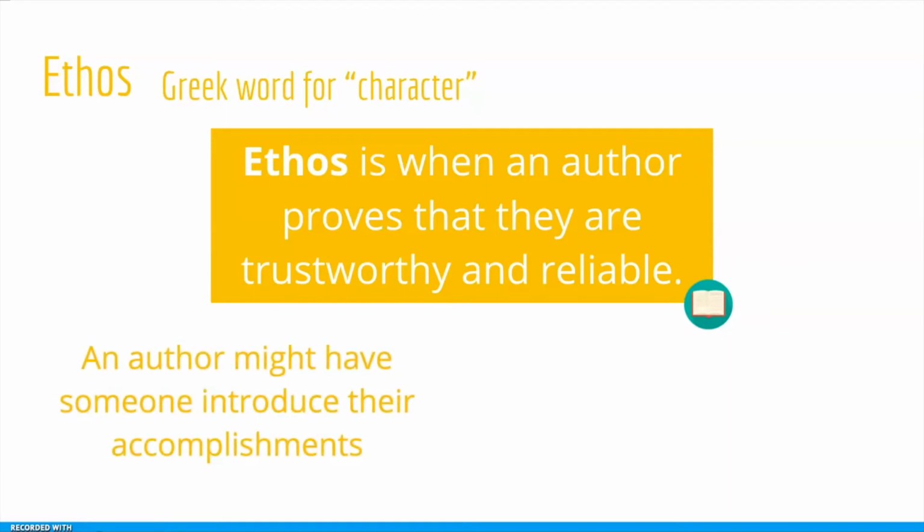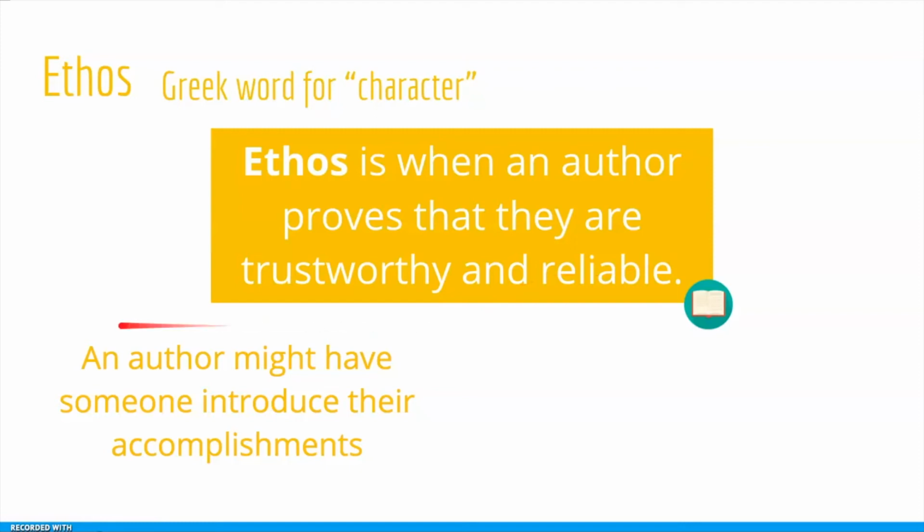Okay, an author might have someone introduce their accomplishments. I'm sure you've seen this before. Some big celebrity is gonna come out and perform, or like do comedy or sing or dance or something, and the MC, the master of ceremonies, comes up before they go and they introduce them. They're like, "This is the best celebrity in the whole world. They have 20 Grammys and they get a chart-topping song every week. Here they are," and that's ethos.